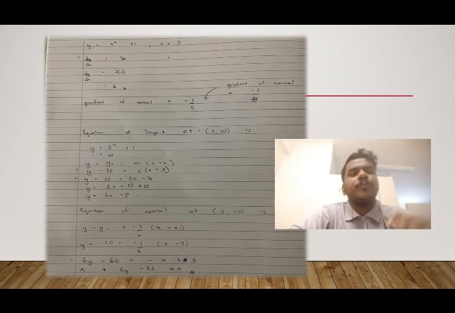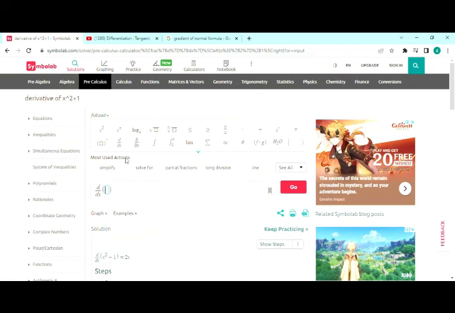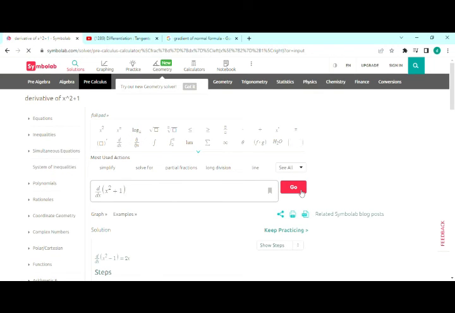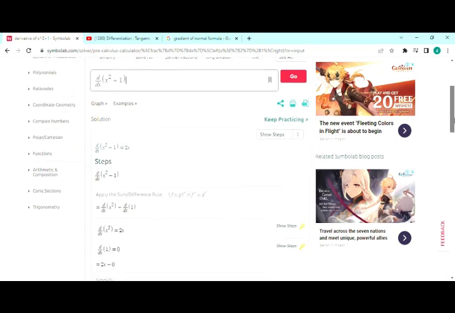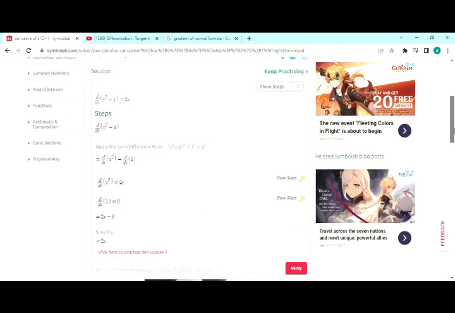Thank you very much. To use Symbolab, go to symbolab.com in any internet browser, then press d over dx, which is the differentiation, and enter your question. In this case it will be x square plus 1. Then press the go button and you will get the answer. As you scroll down, you can see the step by step, and you can get the answer, which is 2x.